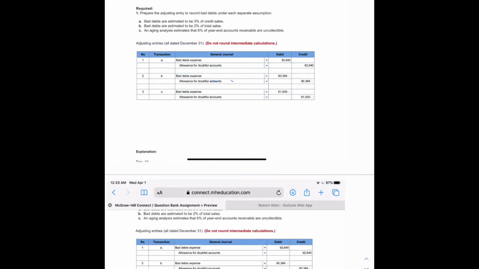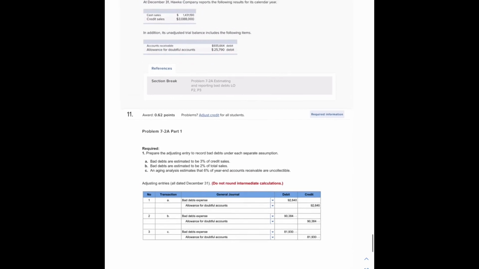All right, so in question 11, we're once again going to look at how do we calculate the amounts for bad debt expense and for our allowance for uncollectible accounts in several situations. So hopefully at this point in this video, if you've been following along, you're getting fairly comfortable with this. But we'll walk through it the same way that we have up until this point just to make sure that we understand exactly what's going on.